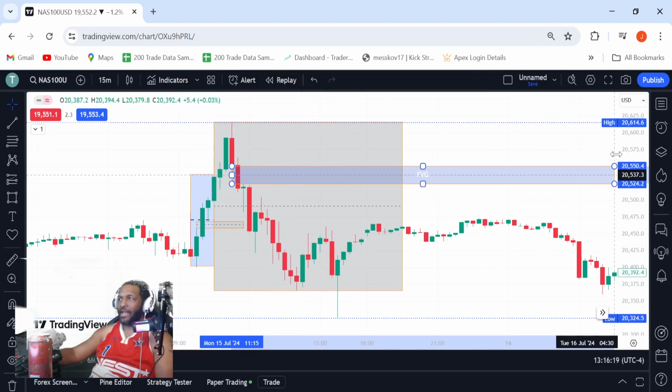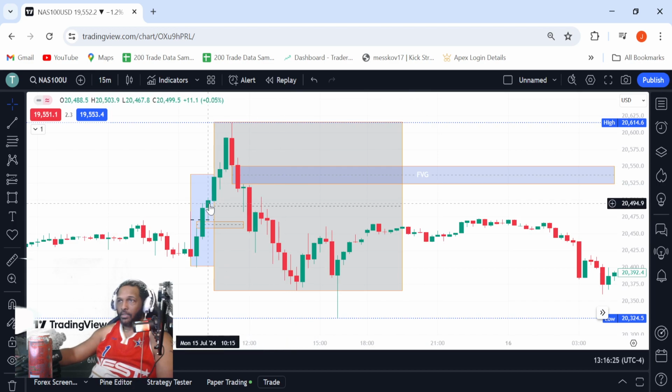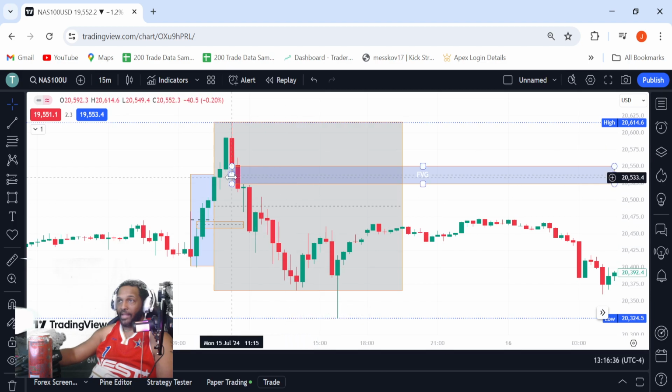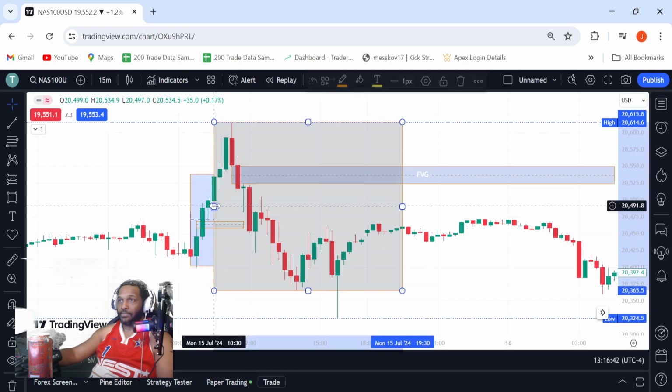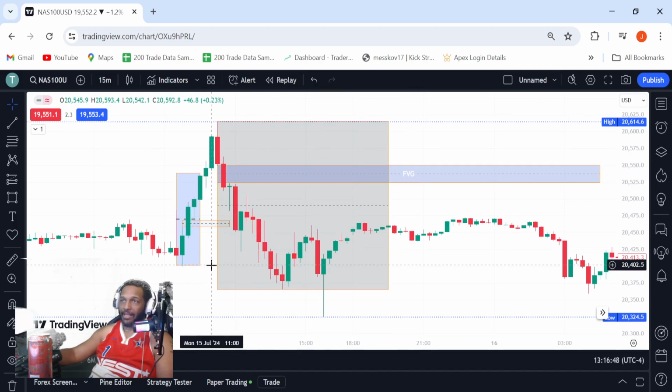And we'll just draw this out. And just by the eye test, I don't think that got tapped back into. But I will move this back over. I wanted to show you that. That's the only fair value gap that exists in this whole move down. Just that. Okay? So looking at that, that's why I said this is now invalid.